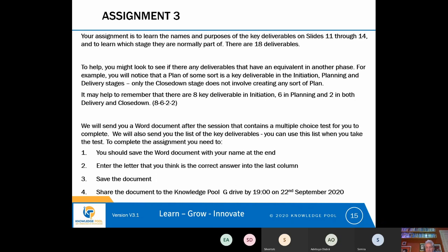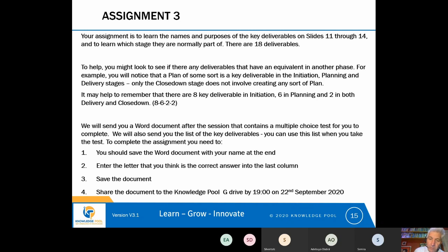Save the document, and if you can share that document with the Knowledge Pool administrator on our G Drive by 7 o'clock next Tuesday, that would be great. Let me just check that the date is correct. Yeah, that's right.